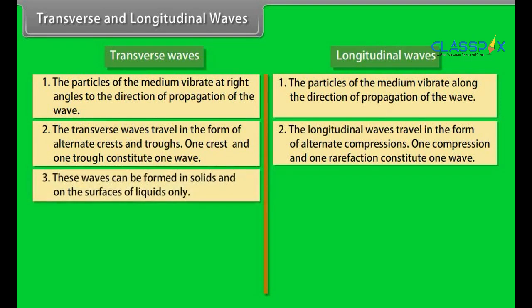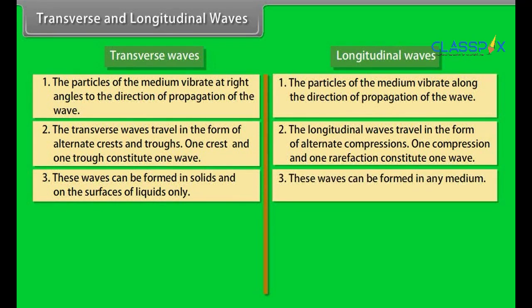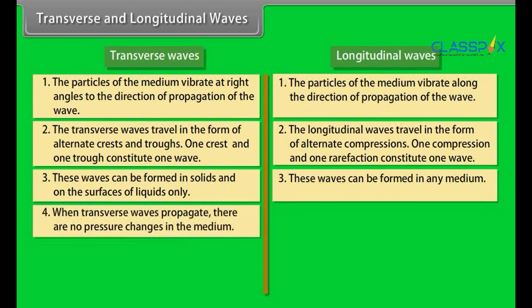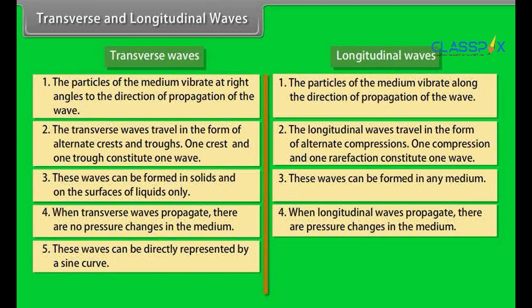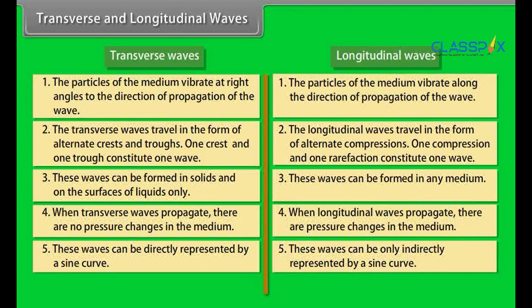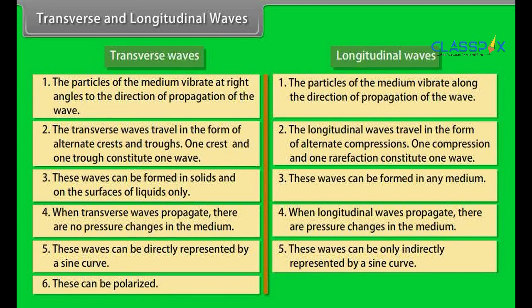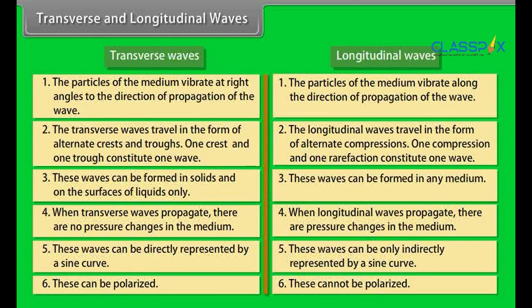Number 3. Transverse wave can be formed in solids and on the surface of liquids only, whereas longitudinal waves can be formed in any medium. Number 4. When transverse waves propagate, there are no pressure changes in the medium, but when longitudinal waves propagate, there are pressure changes in the medium. Number 5. Transverse waves can be directly represented by a sine curve, whereas longitudinal waves can be only indirectly represented by a sine curve. Number 6. Transverse waves can be polarized, whereas longitudinal waves cannot be polarized.